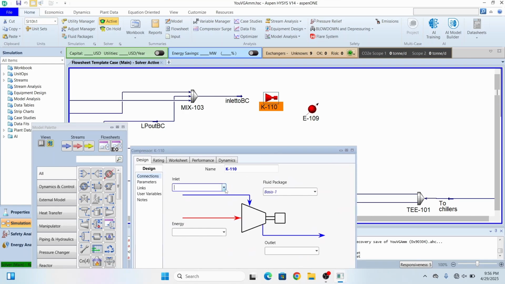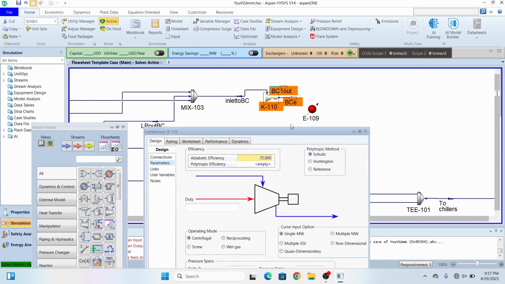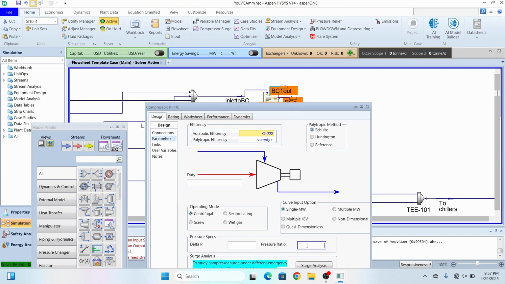First of all, its inlet will be this one. So it is inlet to booster compressor. Here you can write booster compressor 1 out. That is good. Here you can write booster compressor energy. That is also good. Now go to these parameters, and here select the compression ratio. This is the pressure ratio, 2.96.